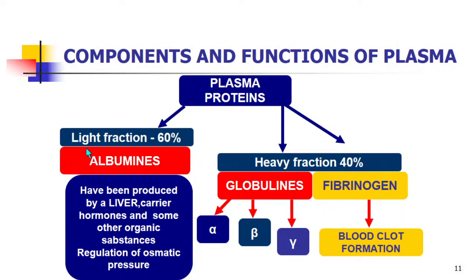Plasma proteins can be divided into some fractions. This is a light fraction, 60% albumins. Albumins are a light fraction of proteins produced by the liver, carrying hormones and some other organic substances, but the main function of these proteins is regulation of osmotic pressure. Heavy fraction, 40%.